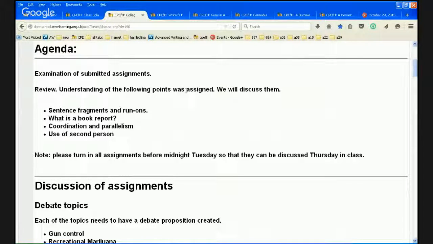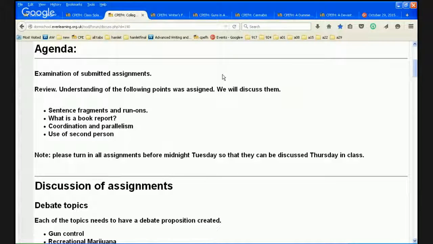Understanding of the following points was assigned. I asked you to make sure to understand what sentence fragments and run-ons were, which I believe was chapter 5 in the book, and I'm sure you all looked at that. And what is a book report? You all have a link to our definition of what goes into a book report.